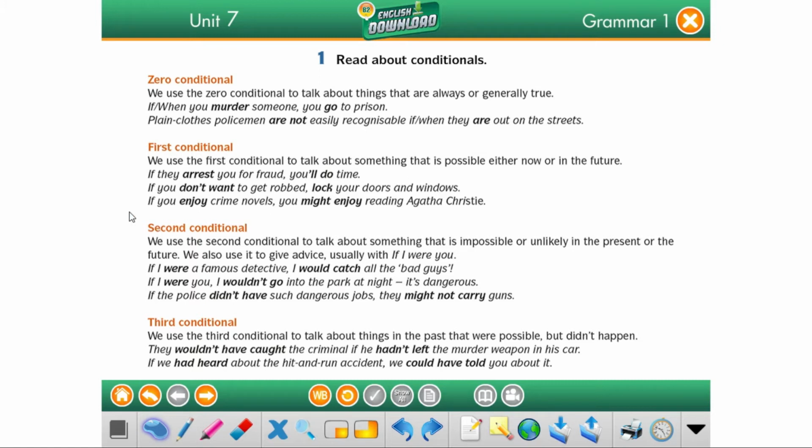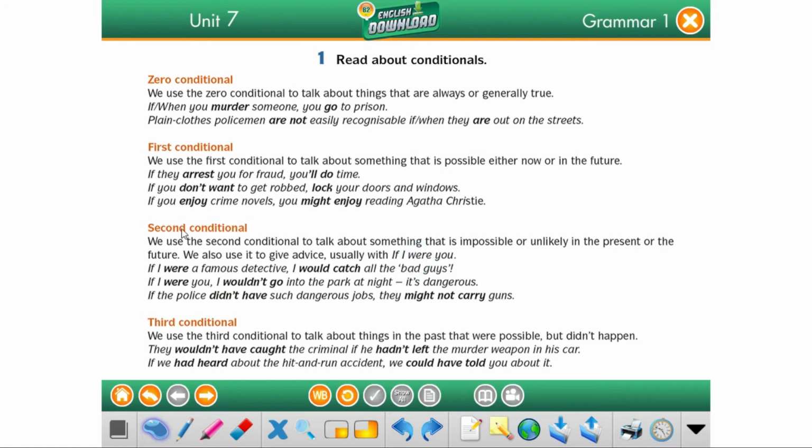Now let's go on with the second conditional. Remember that the second conditional is used to talk about things that are impossible or unlikely to happen in the present or the future, to talk about impossible things, and we also use it to give advice. And remember that when we give advice using the second conditional, we use it with the phrase if I were you. Remember that in this case we use were for all the subjects.